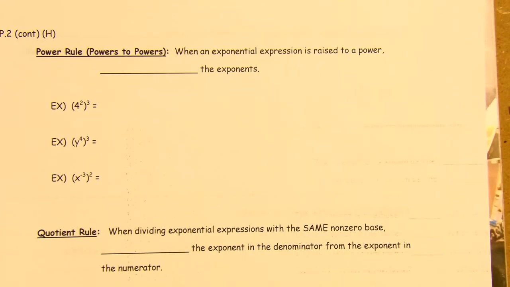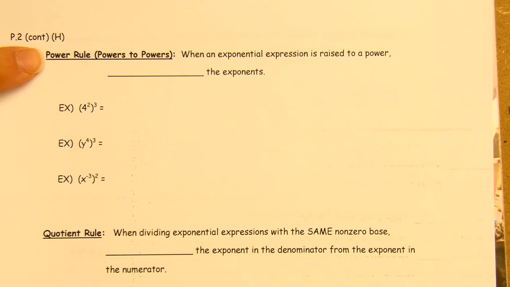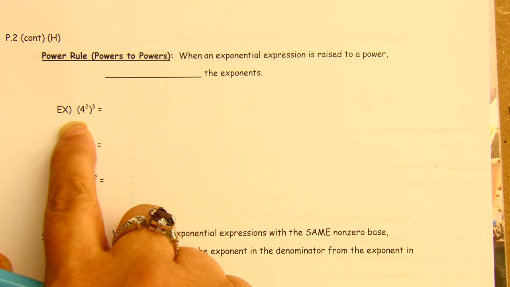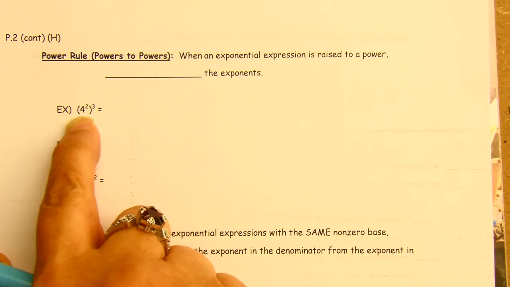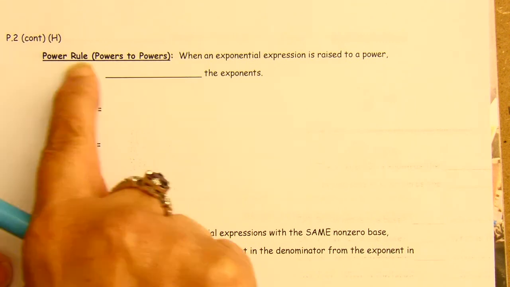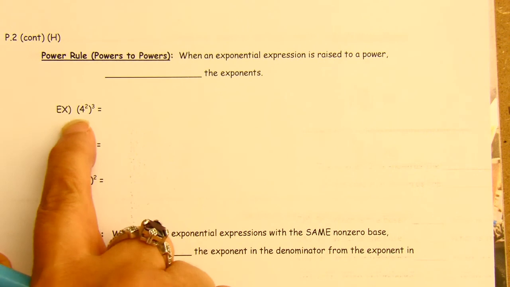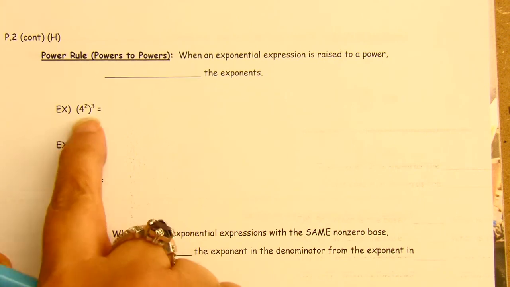Okay, moving on to the next part of Chapter P, Section 2. Power rule, powers to powers. So if I look at this example right here, this is a power, 4 to the second power, raised to a power. That's what this is, powers to powers. So I'm going to take that 4 to the power of 2 and raise it to the power of 3.